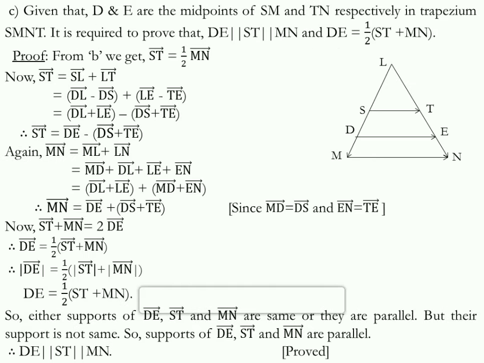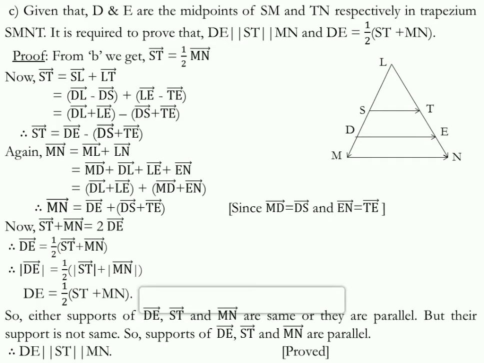Now for number C, given that D and E are the midpoints of SM and TN respectively. We have to prove that the line joining the midpoints is parallel to the parallel sides of the trapezium, and in value it is half of the sum of the parallel sides. In B of this creative question we have already proved ST equals half of MN, so we will use this one.